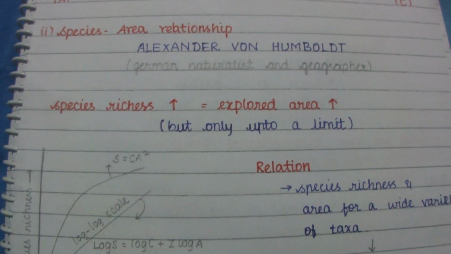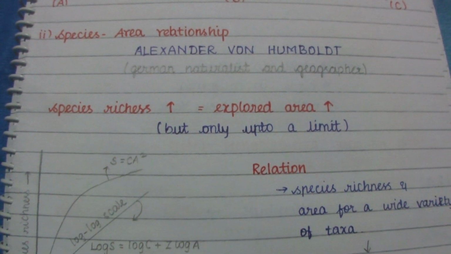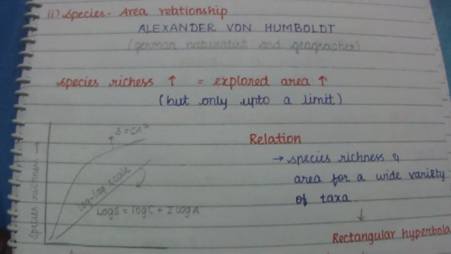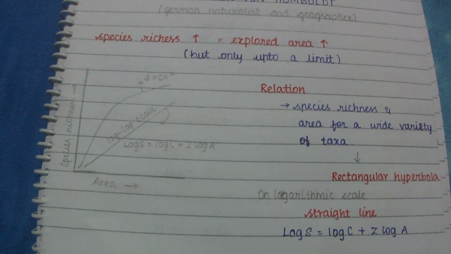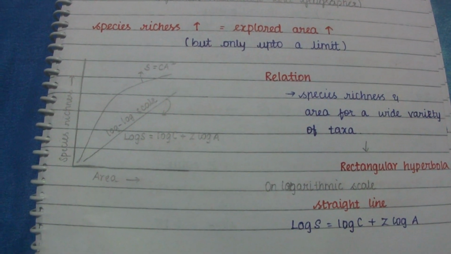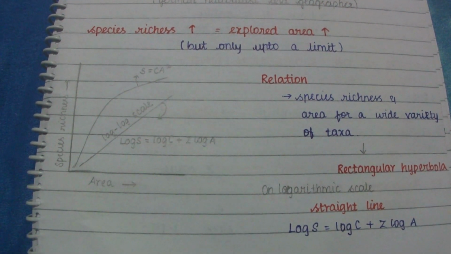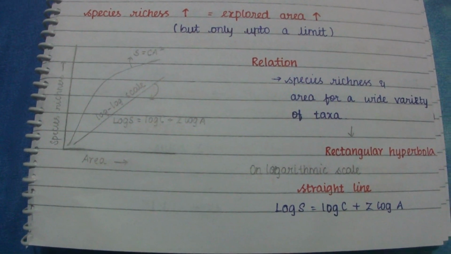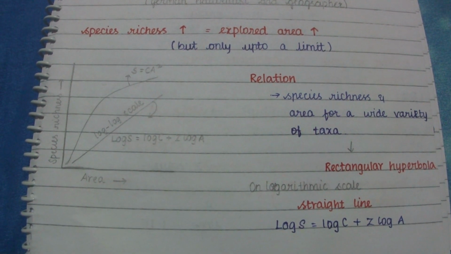The name of the geographer or the German naturalist is Alexander von Humboldt. After a certain set of observations, he gave out a relation between the species richness and the area for a wide variety of taxa. The relation between area and species richness turns out to be a rectangular hyperbola.